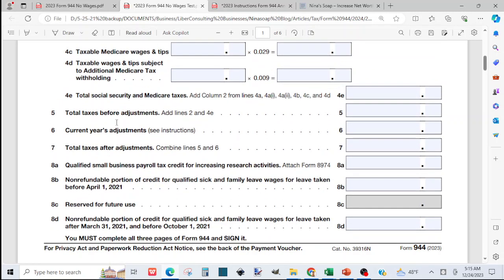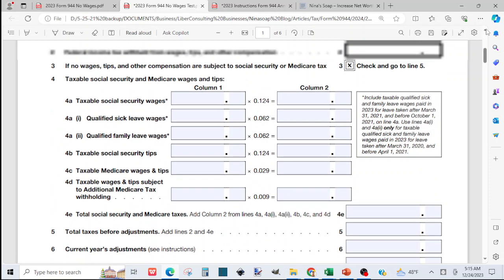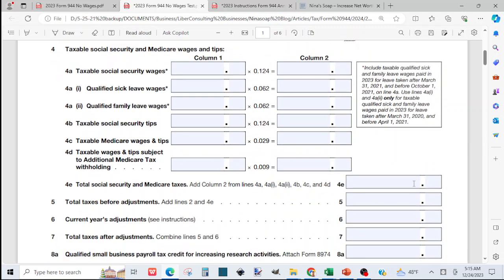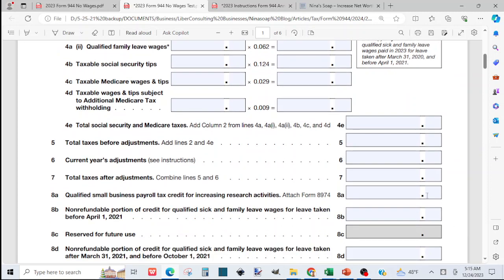Total tax before adjustment is line 2 and line 4 added together, like the federal tax withheld and the Social Security and Medicare tax, which is 0 in this instance. Line 4 and line 2 are $0, therefore line 5 is $0. You leave it blank. Line 6, current year adjustment.